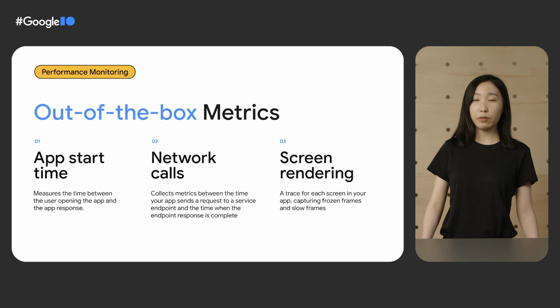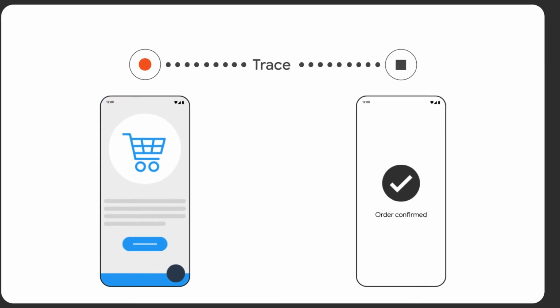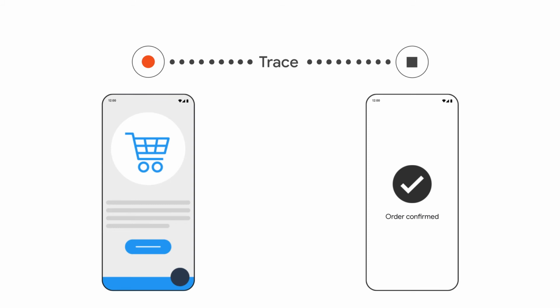Performance Monitoring collects performance data out of the box for your app start time, network calls, and screen renderings. There are also a number of customizations available so you can monitor the user journeys most critical to your business. For example, you can customize data collection by instrumenting custom traces to measure specific user journeys in your app, like the amount of time users spend in the checkout flow or the number of items added to the shopping cart.